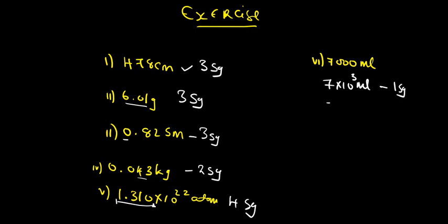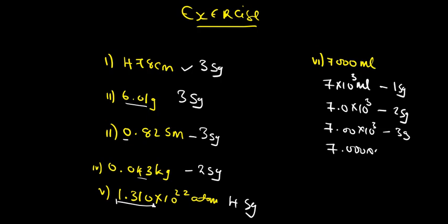Again, we can write this as 1.0 times 10 to the power 3, because the 0 is now after a number, so this will have 2 significant figures. Again, you can write 1.00 times 10 to the power 3, which will have 3 significant figures. And again, you can write 1.000 times 10 to the power 3, which will have 4 significant figures. So that's how we can express this one.